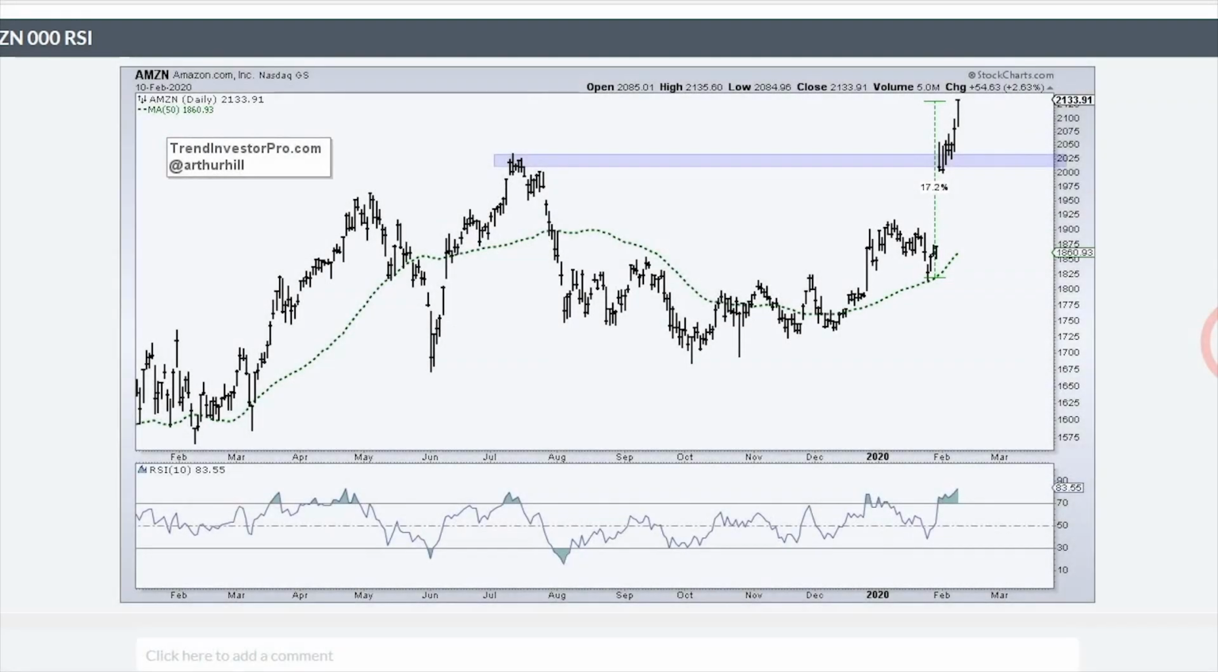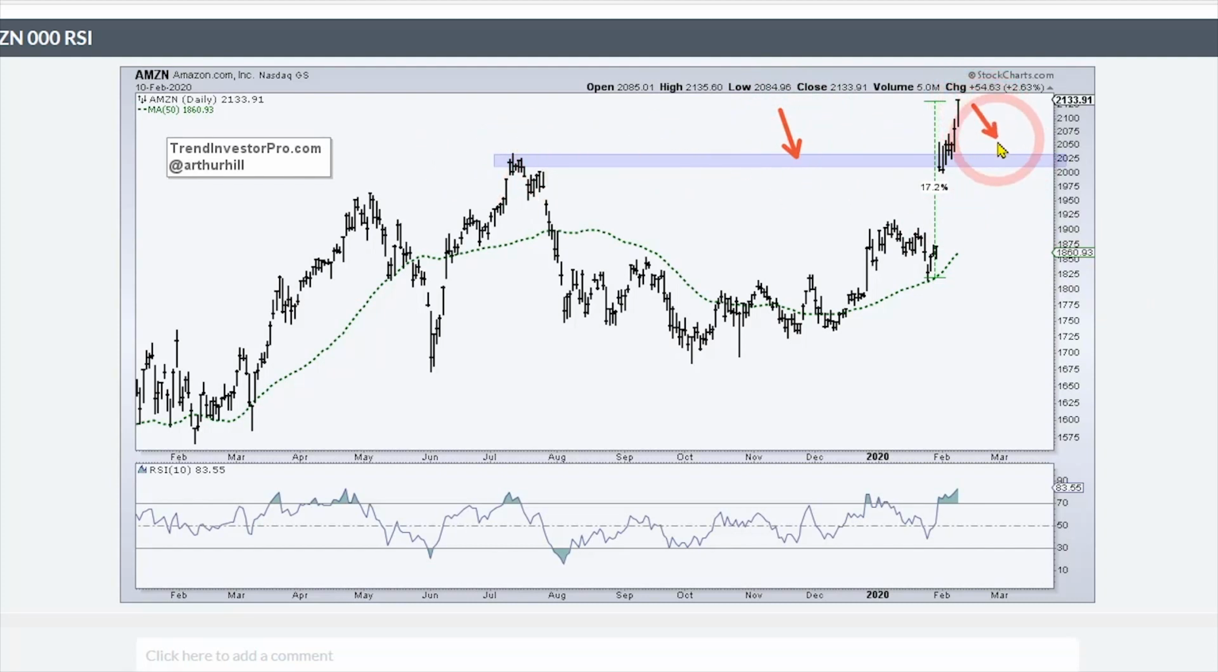So what now for Amazon? Short term, it is getting a little bit extended because you can see that it is up 17% since that low there in late January with the move from 1820 or so to 2133. So it's a big move. But a couple of things with technical analysis to keep in mind. First, that breakout zone, that resistance zone, turns into a support zone.